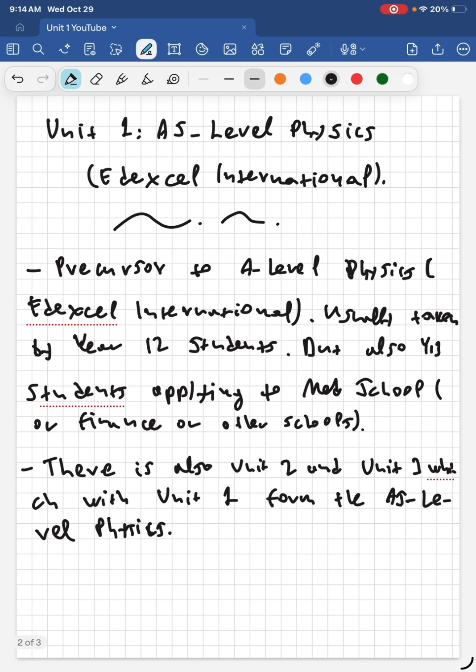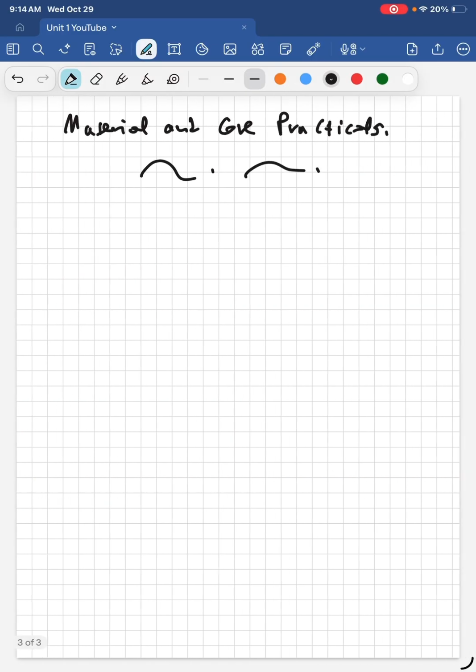In this first page, I wrote about who takes it and the complete set of units. AS level is also taken by students who will go on to take the A level physics and go on to study physics, math, engineering, and so on.